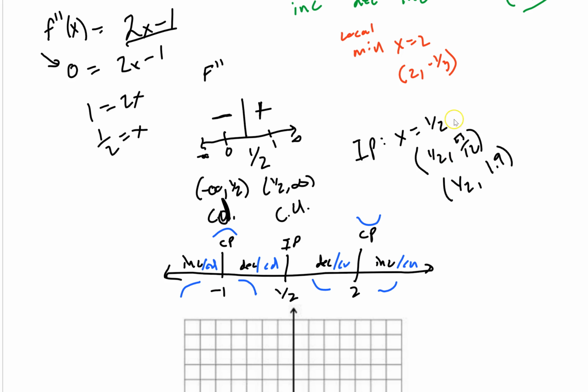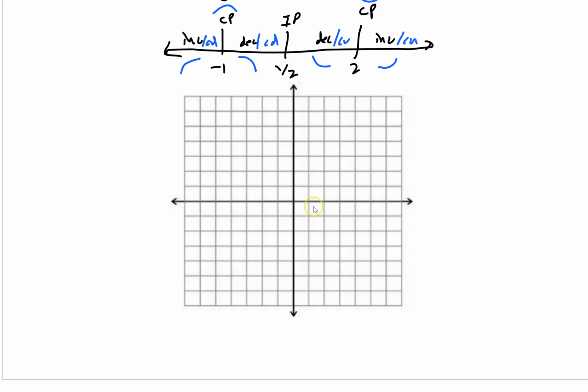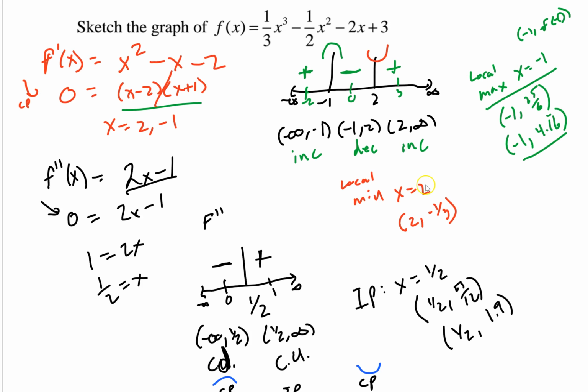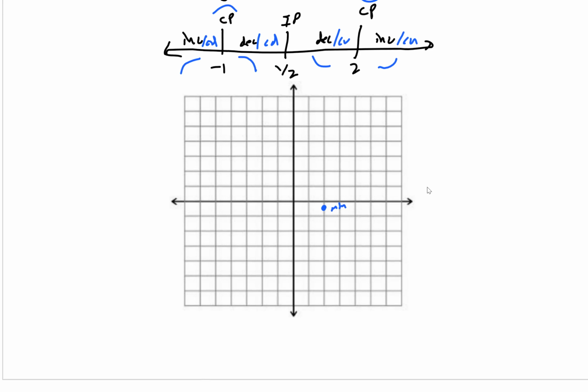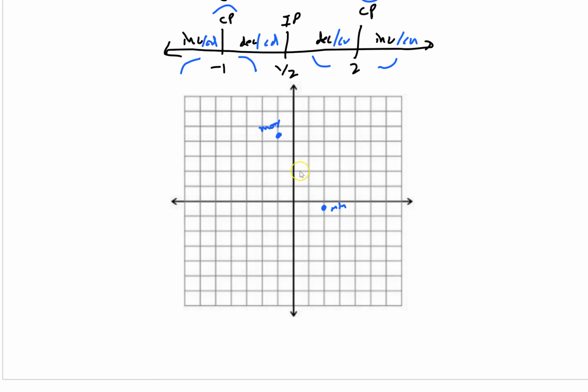So let's start plotting our points. So we have 2 and -1/3. So 2 and -1/3, so around there. That's my local min. Right, and then we have a local max at -1 and 4.16. So -1 and 4.16. So around there, I guess it's an estimate. It's a local max. And then my inflection point is 1/2 and 1.9, so about 2. So 1/2 and about 2. Let's go around here. It's my inflection point.